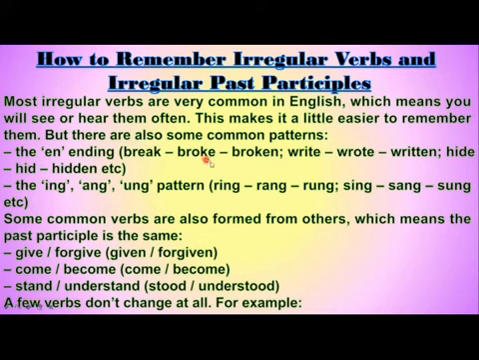The en ending: break, broke, broken; write, wrote, written; hide, hid, hidden. The ing, ang, ung pattern: ring, rang, rung; sing, sang, sung. Some common verbs are also formed from others, which means the past participle is the same. Give, forgive, given, forgiven; come, become; stand, understand, stood, understood. A few verbs don't change at all. For example, cut, cut, cut.